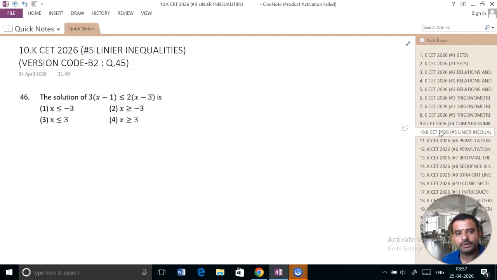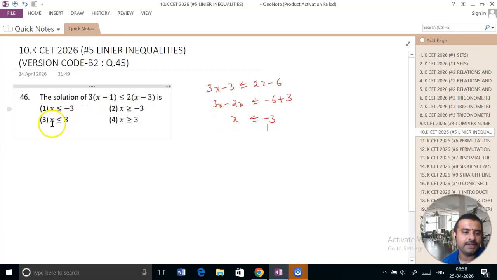Let's move on. Question number 46, version code B2, and this is the question they gave from linear inequality. Last year they gave 2 questions from linear inequality, and this year they gave only one. So if I solve this, it becomes 3x minus 3 less than or equal to 2x minus 6. If you take 2x to the left hand side, 3x minus 2x less than or equal to minus 6 plus 3. So it becomes x less than or equal to minus 3. So the answer is option 1. Very easy question.